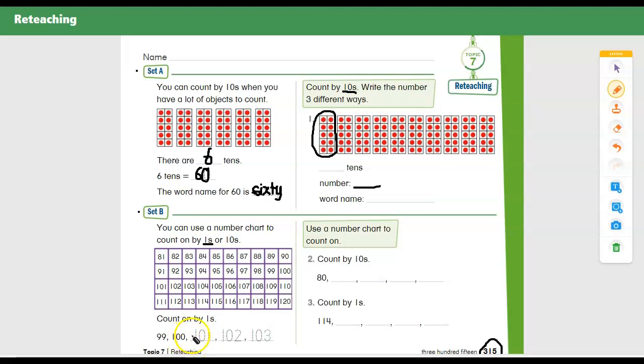If we leave off at 100, next I would count 101, 102, 103.